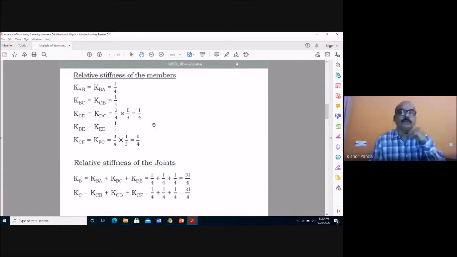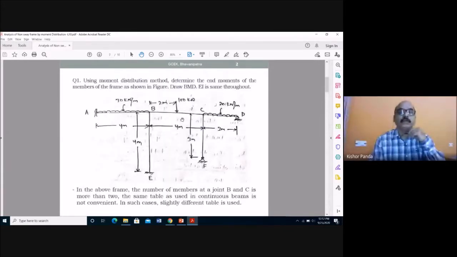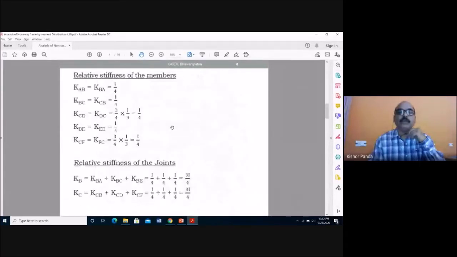Then you have to find out the relative stiffness of the joints. Here you know this is one joint and this is another joint, and here also there are 3 members meeting. So you have to find out what is the relative stiffness of the joint. You have to add KBA, KBE, KBC is equal to KB. Similarly for KC, KCB, KCF and KCD. In this manner you can find out what is the relative stiffness of the joints.